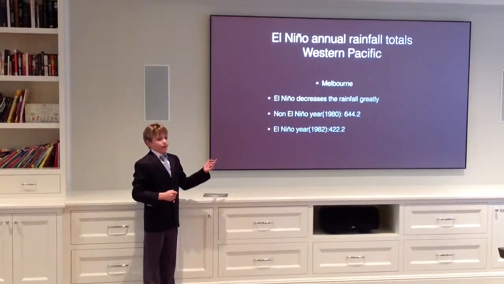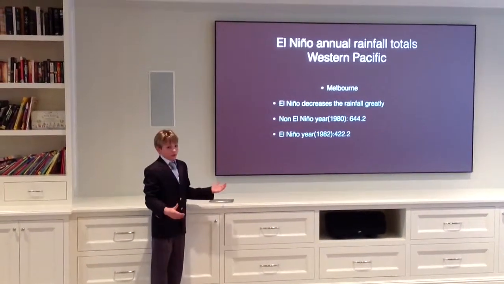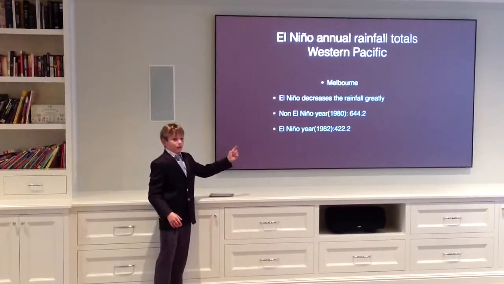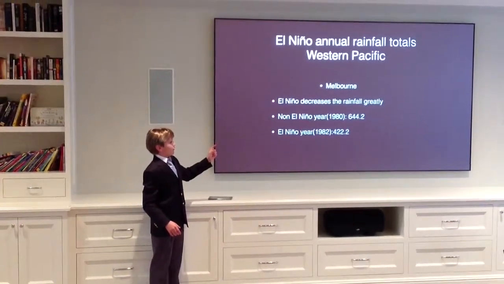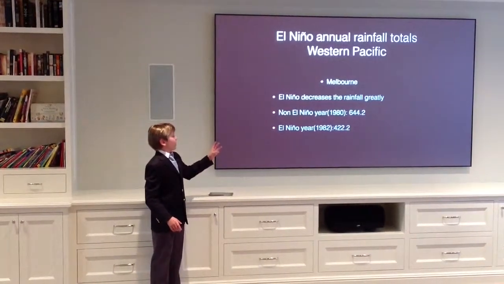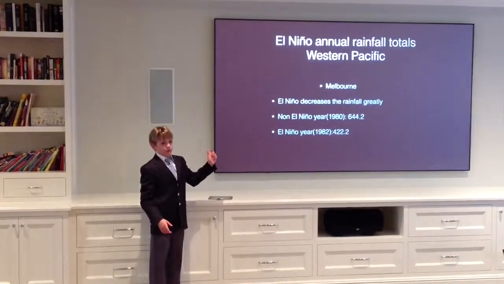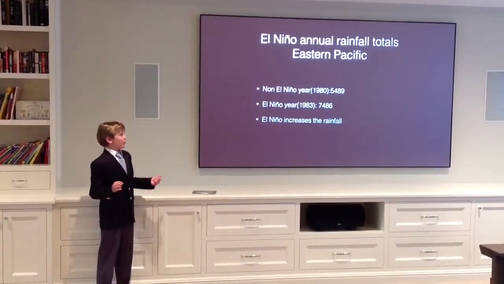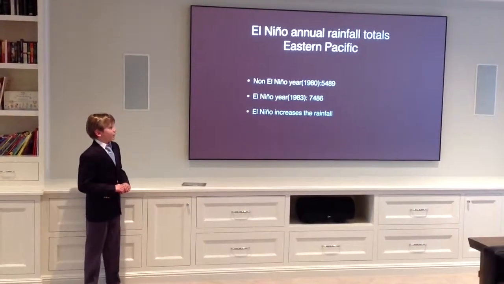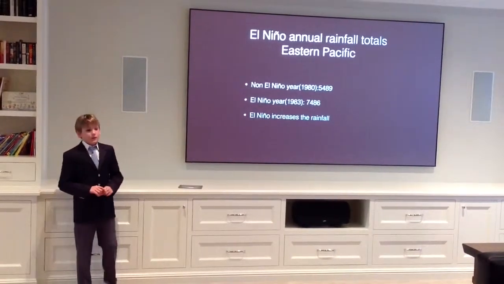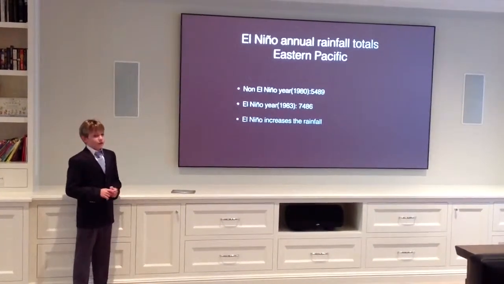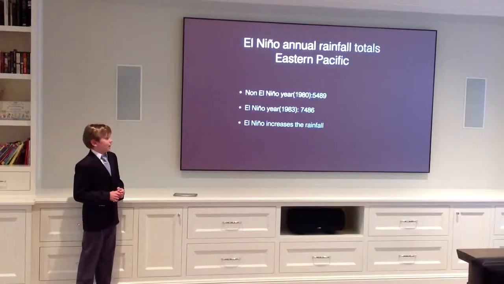El Nino annual rainfall totals in the western Pacific, which gets decreased rainfall. So in a non-El Nino year, 1980, they had 644.2 millimeters of rain, whereas in 1982, which was an El Nino year, they had only 422.2 millimeters of rain. Annual rainfall totals for the eastern Pacific, an example would be LAX. In a non-El Nino year, 1980, they had 5,489 millimeters. And in an El Nino year, they had 7,486 millimeters. So increased rain for the El Nino.